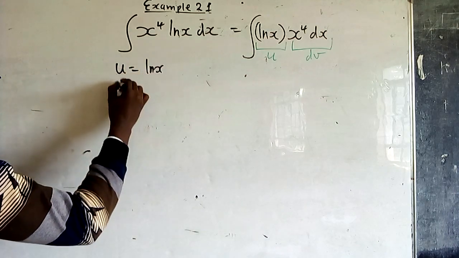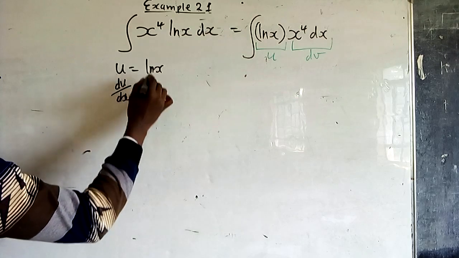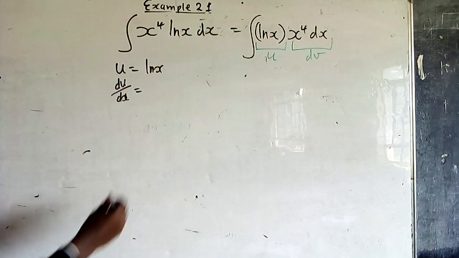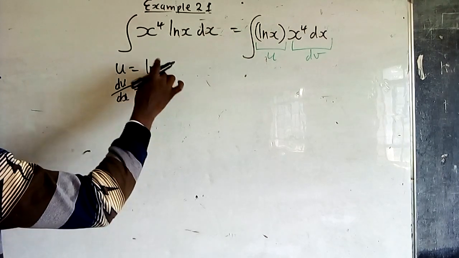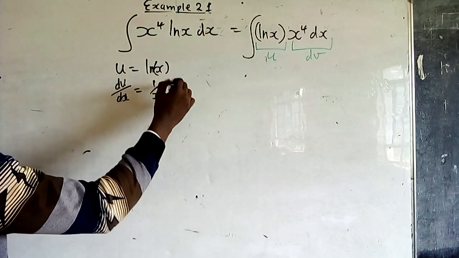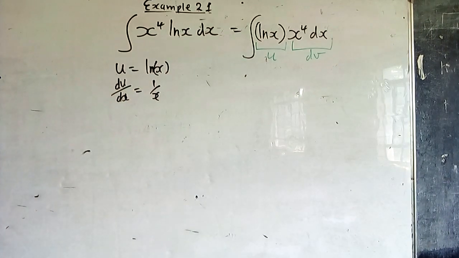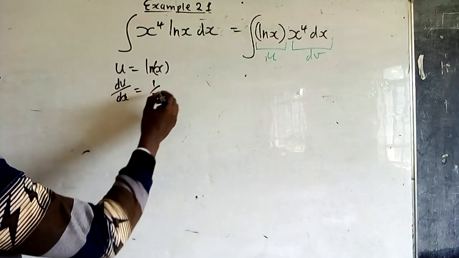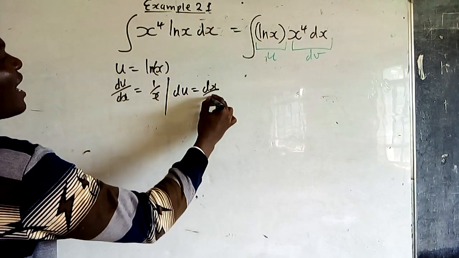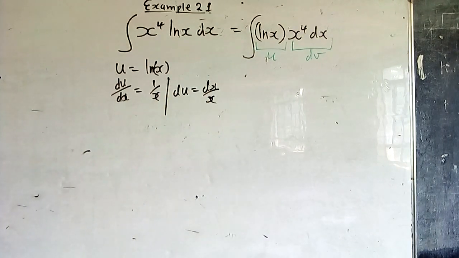ln of x. So if you differentiate u with respect to x, differentiating ln of x is just 1 over what is inside, isn't it? Yes. So it is 1 over x times the derivative of the inner function. The inner function is x. If you differentiate x, you get 1, isn't it? So it means if you differentiate ln of x, it's just 1 over x. If you take dx the other side, you have du is dx over x. Good. Then now go to dv.